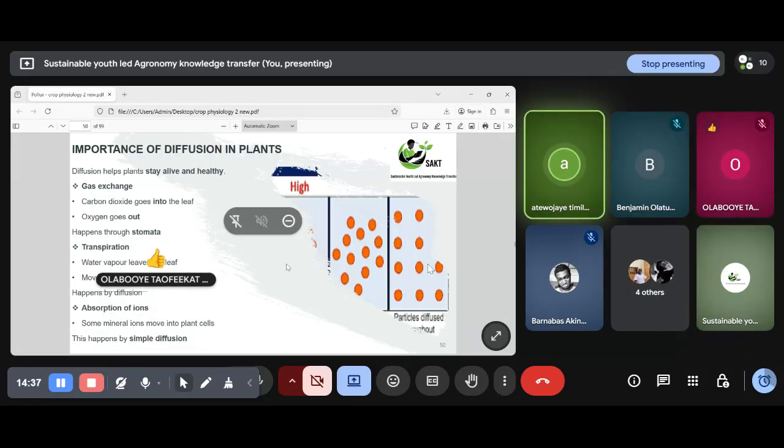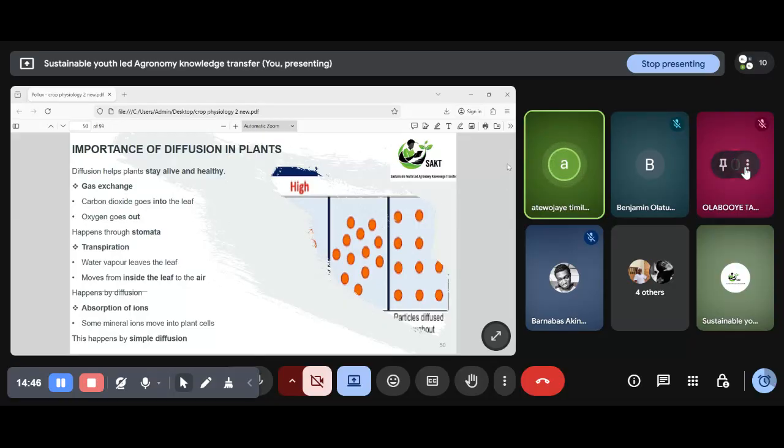So nutrients enter in small amounts because they can't go a long distance. That's diffusion. Now, the importance of diffusion: diffusion helps plants stay alive and healthy. Gas exchange: carbon dioxide goes into the leaf and oxygen goes out. That's how plants make their food. It happens through stomata. Transpiration: water vapor leaves the leaf, moving from inside the leaf to the air. It also happens by direct absorption of ions. So that's the importance of diffusion.